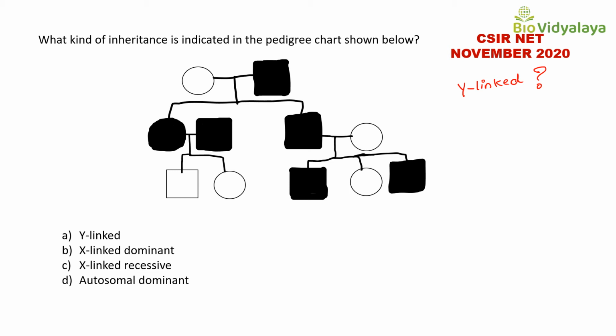So here you can see that this female offspring is affected. That's why we can say that this is not a Y-linked trait. Next, we have to check whether it is a dominant or recessive trait.